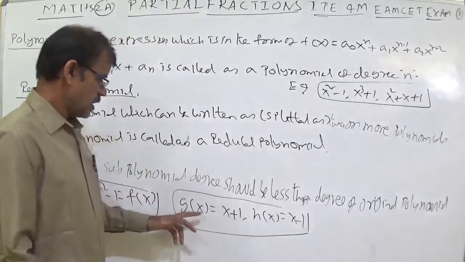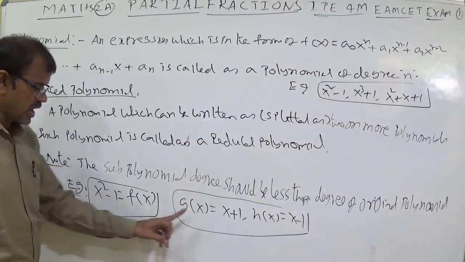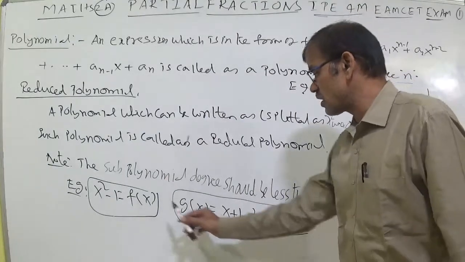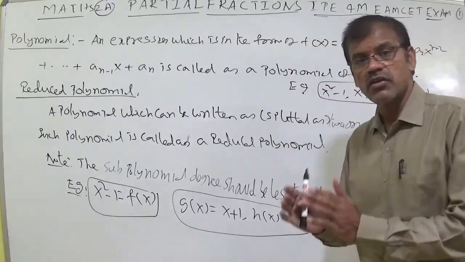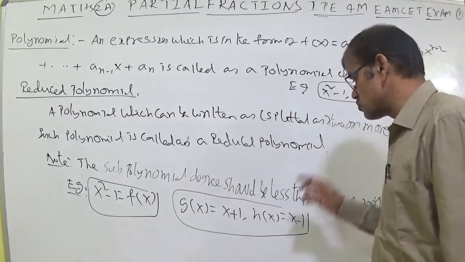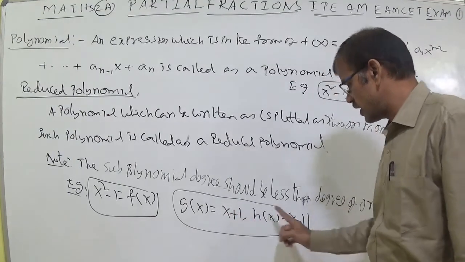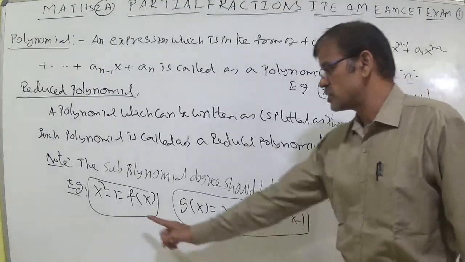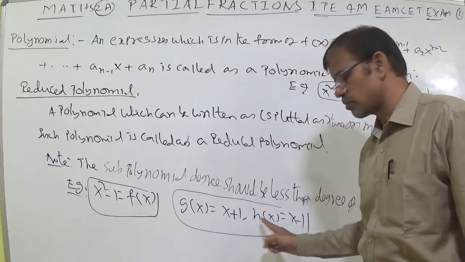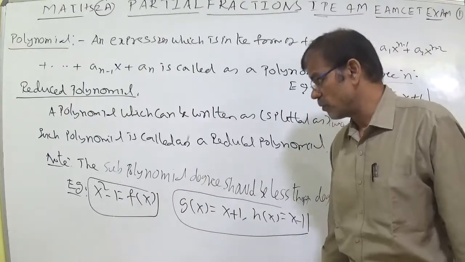So here I am trying to say that x square minus 1 can be split as x plus 1 into x minus 1. You can understand that x square minus 1 can be reduced into two factors, x plus 1 and x minus 1. So it is the reduced polynomial. Here the degree of x plus 1 is 1 and the degree of x minus 1 is 1. This is x square minus 1. Here the degree of these subpolynomials is less than that of the main or original polynomial.